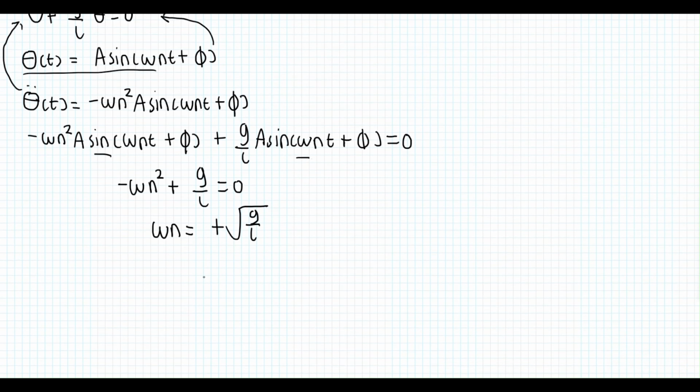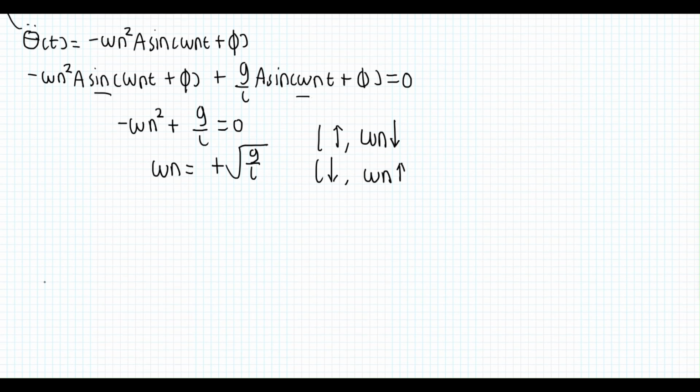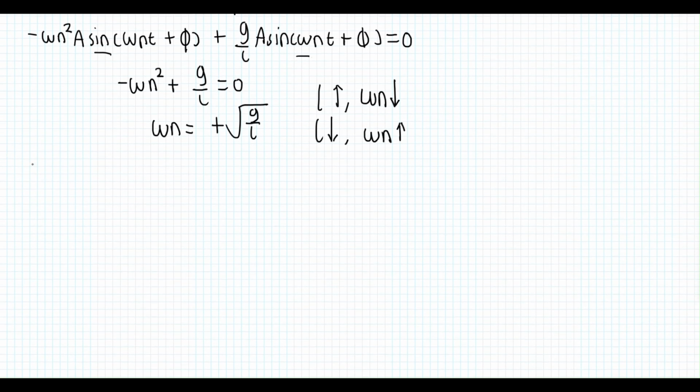Now this relationship tells us something important, and it tells us that when we increase the length of the string that connects the ball to the ceiling, the angular velocity of the pendulum will actually decrease. And if we decrease the length of the string, the angular velocity increases. So it's an important relationship.